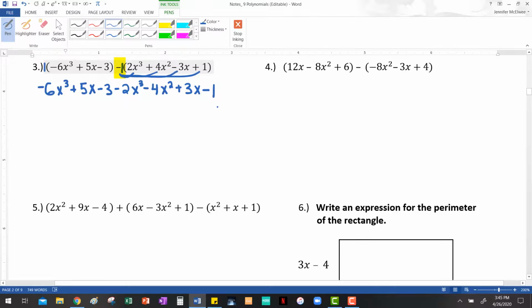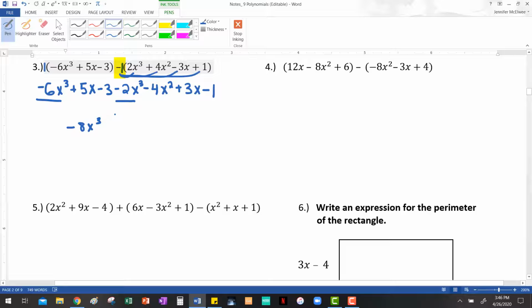Now that my grouping symbols are eliminated via the distributive property, I'm going to go through and look for my like terms. Highest degree here is 3. I'm going to find those first. So I have a negative 6x cubed and a negative 2x cubed. That will be negative 8x cubed.